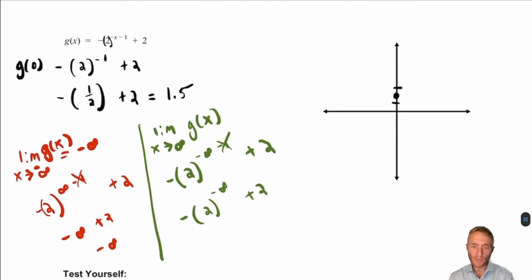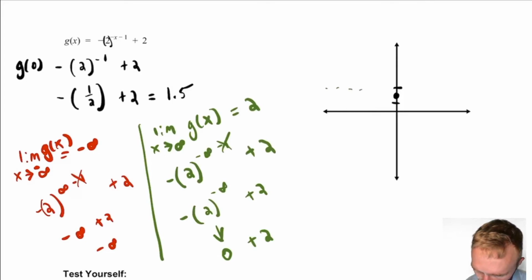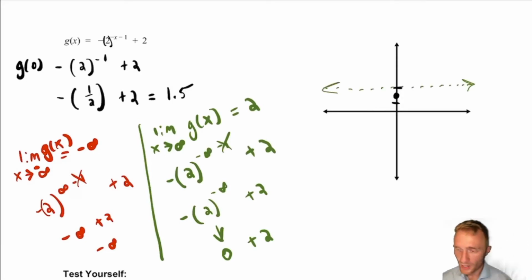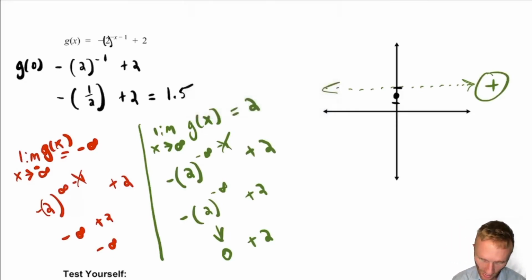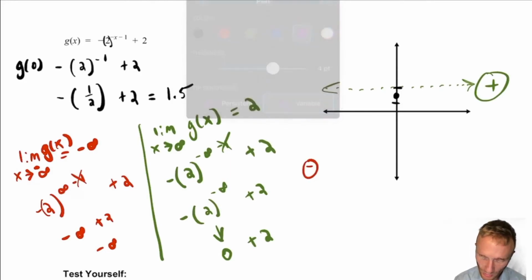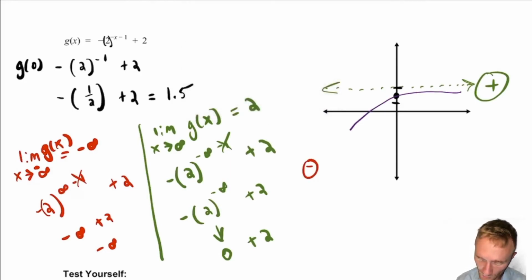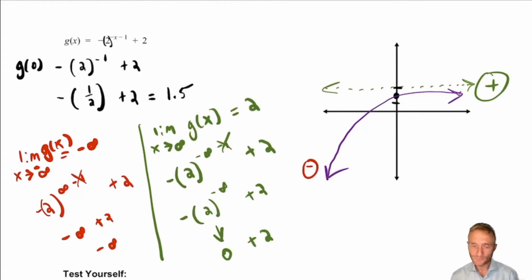And here's a good example. 2 to the negative infinity, that's 1 over 2 to the infinity. This approaches 0. That's why you can't get rid of that 2 yet, because that ends up being your horizontal asymptote at 2. So we have a horizontal asymptote to the right at y equals positive 2. So to the right, we approach that asymptote. To the left, we head down towards negative infinity. Green and red make purple. There we go. That's what that graph would look like.